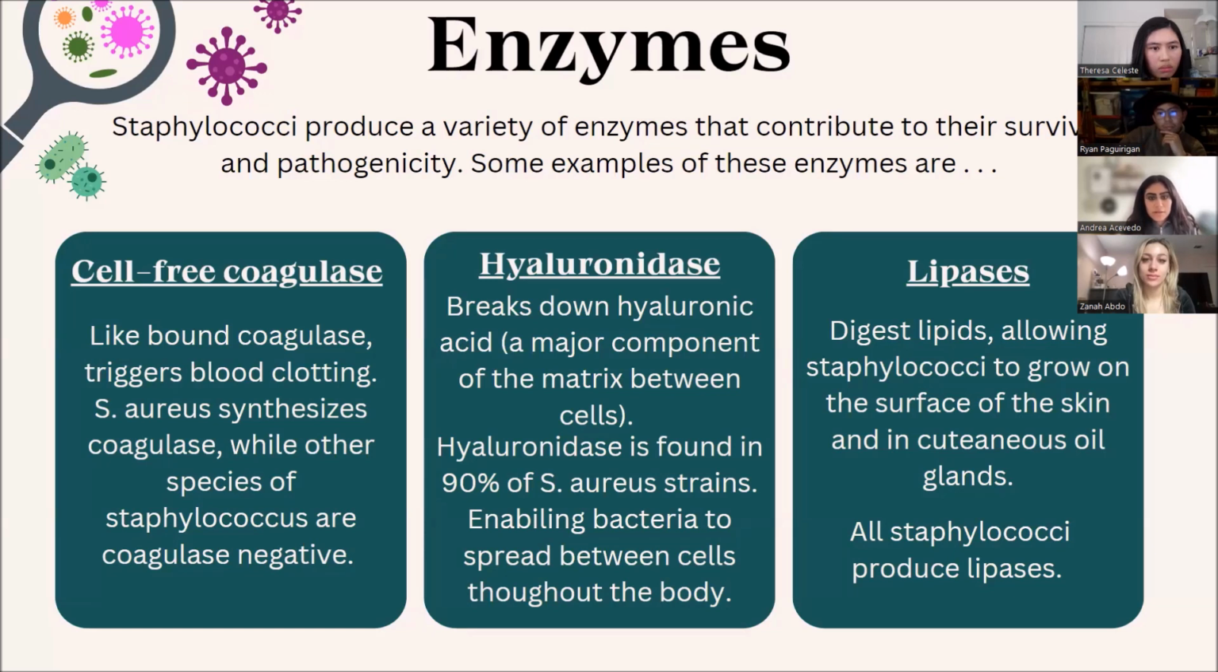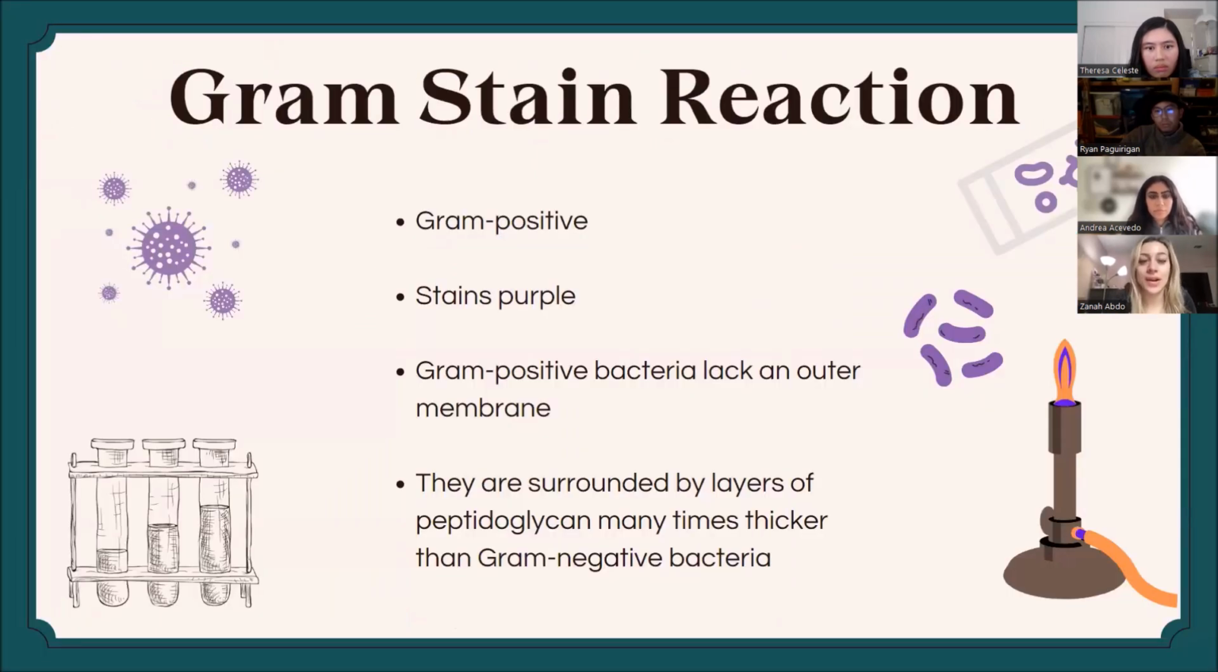For hyaluronidase, it breaks down hyaluronic acid, a major component of the matrix between cells. Hyaluronidase is found in 90% of S. aureus strains, enabling bacteria to spread between the cells throughout the body. For lipases, they digest lipids, allowing staphylococci to grow on the surface of the skin and in cutaneous oil glands. All staphylococci produce lipases.